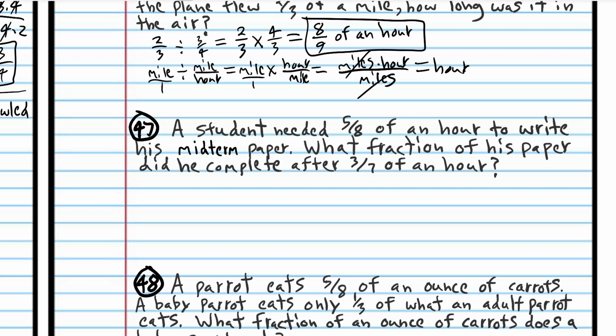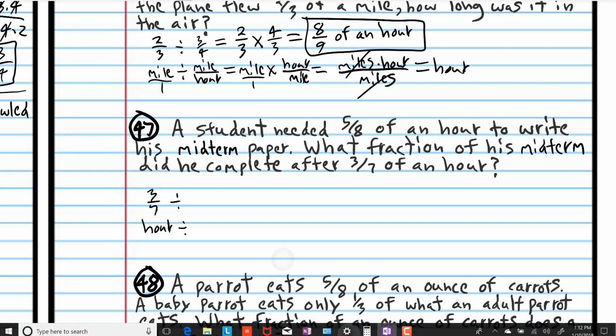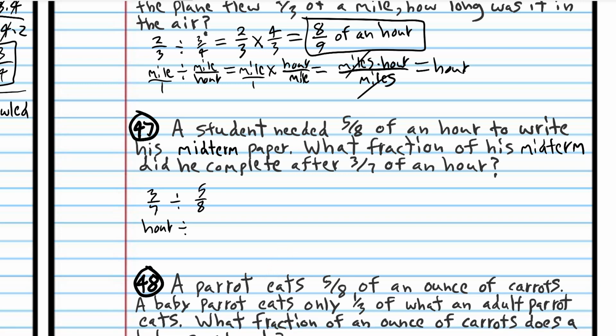All right, we're back, so I'm going to show you the right way to do it. The right way is, oh man, I wrote paper. I meant to write midterm. I'm sorry about that. Midterm. So what fraction of his midterm did he complete after 3/7 of an hour? 3/7, that's in hours, right? And then you're going to divide by 5/8, which is hours per midterm.